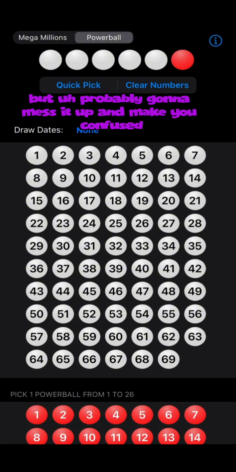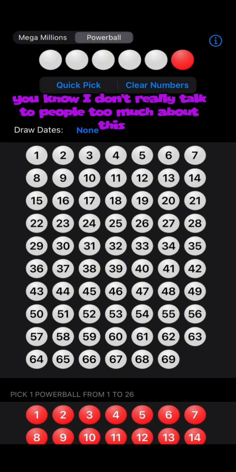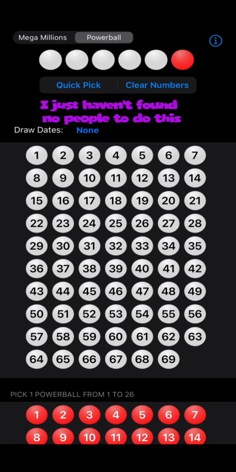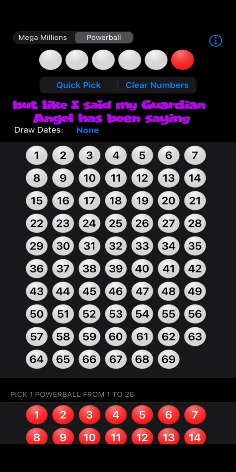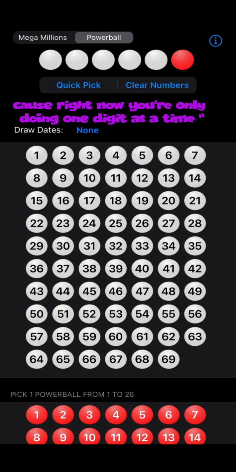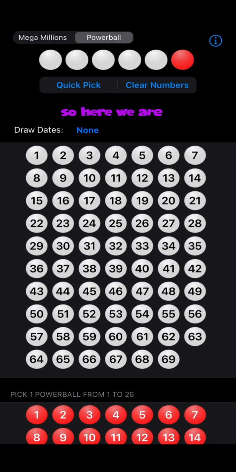Pretty simple stuff, but I'm probably gonna mess it up and make you confused, but I'm gonna try my best. I don't really talk to people too much about this, and I just haven't found people to do this with. But like I said, my guardian angel's been saying, hey, you need to team up with some people and figure this thing out, because right now you're only doing one digit at a time, so here we are.